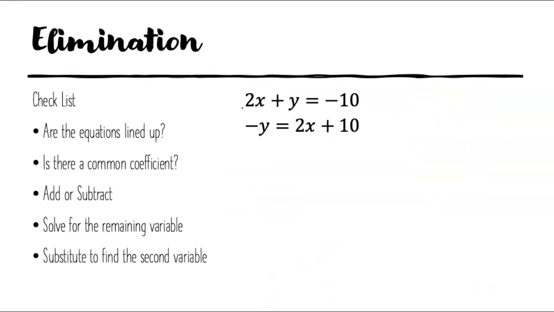All right. 2x plus y equals negative 10, and negative y equals 2x plus 10. Again, they're not lined up. We cannot use elimination until we line these equations up and make them look the way we want them to look. Now, we could turn the second one into standard form, or we could rearrange the top one. It's completely up to you. So pause the video, rearrange them and line them up, and I'm going to rearrange them both ways.